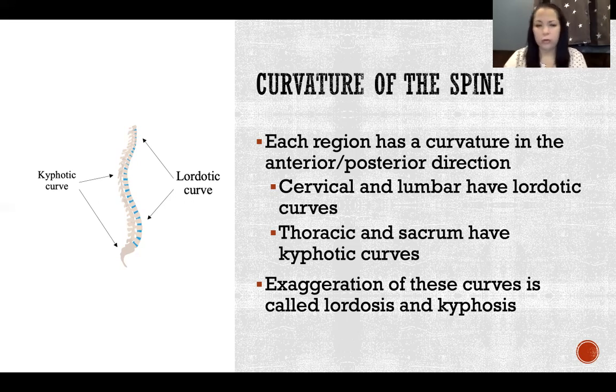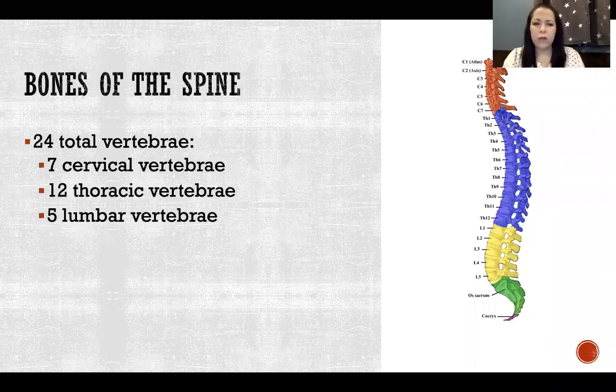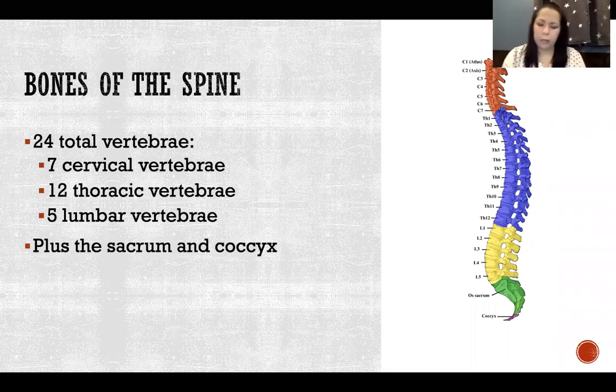So bones of the spine, we have 24 vertebrae in total, plus, of course, the sacrum and coccyx, which sometimes you'll hear the sacrum and coccyx described as being multiple vertebrae fused together. So we have 24 total vertebrae just in the cervical, thoracic, and lumbar regions of the spine, and then the sacrum and coccyx inferior to it.